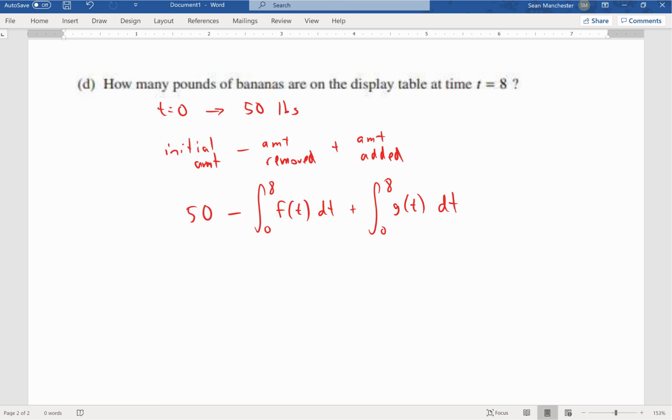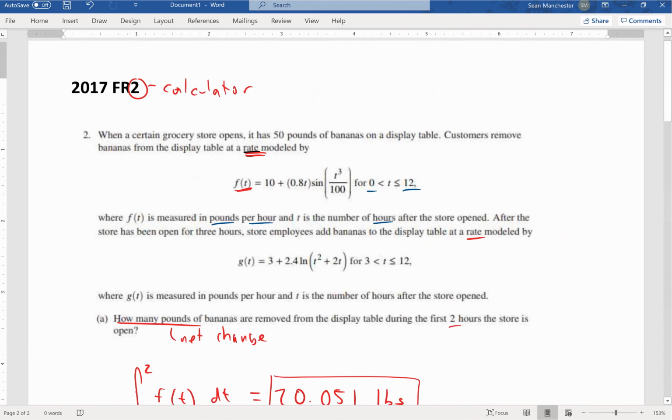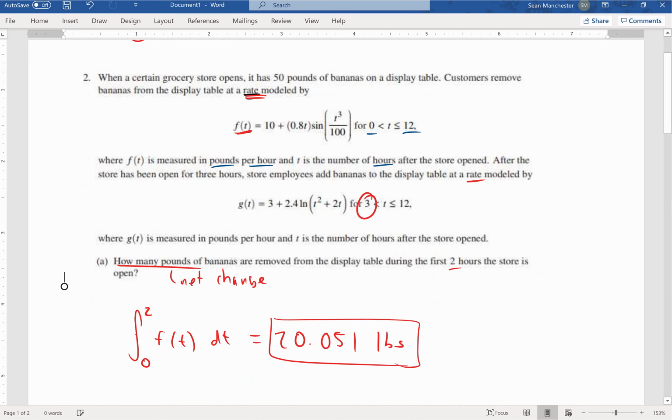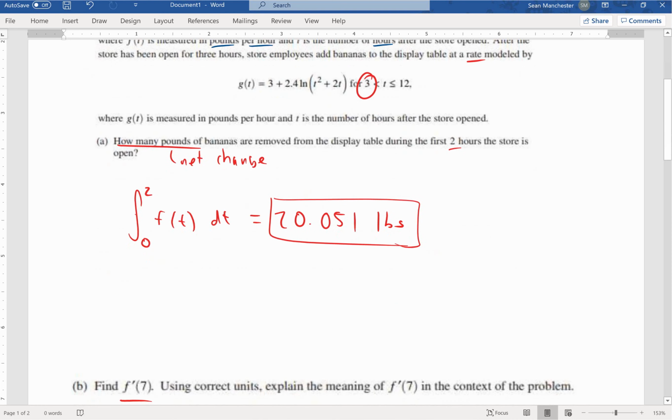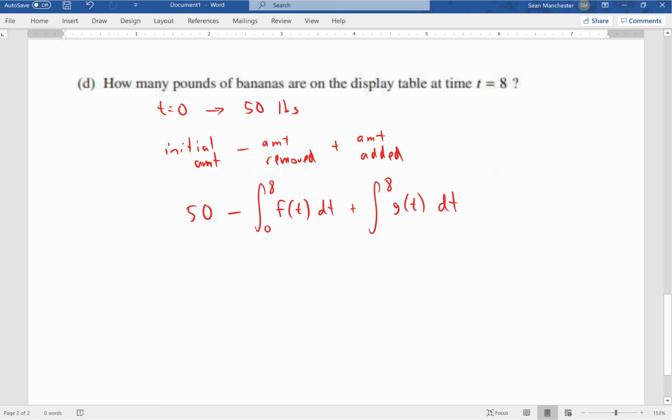Except, one careful thing. We were also told at the beginning that they didn't start adding bananas back to the shelf until 3 hours after the store opened. So we can't take the integral from 0 to 8 because they weren't adding bananas in the first 3 hours. We have to take that integral from 3 to 8. Okay, so super careful, pay attention to details there. Really easy to miss that.